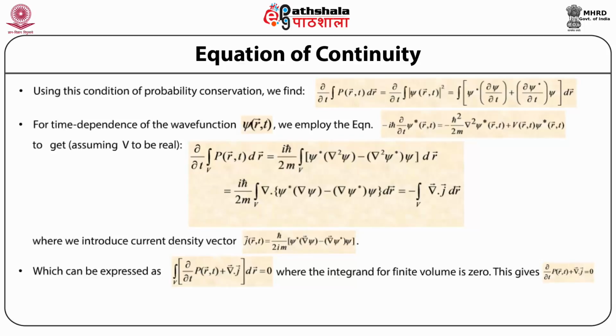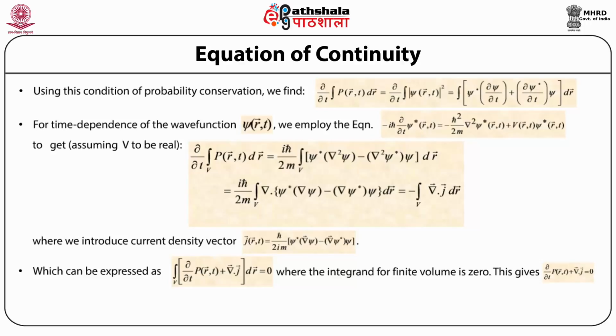the equation minus iota times h cross times the partial derivative with respect to time of the wave function ψ star as a function of position vector r and time t, which is equal to minus h cross square by 2m times the del square operator acting on the wave function ψ star as a function of position vector r and time t plus the potential energy function V as a function of position vector r and time t times the wave function ψ star as a function of position vector r and time t.